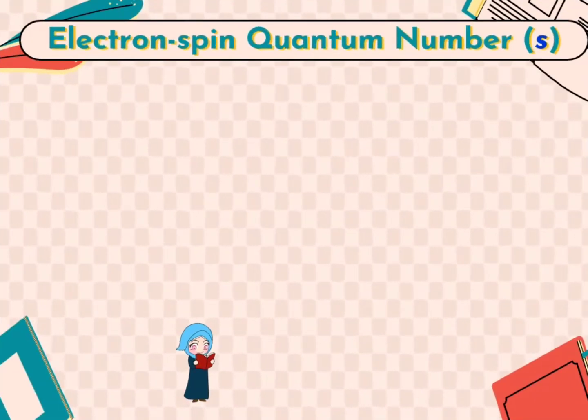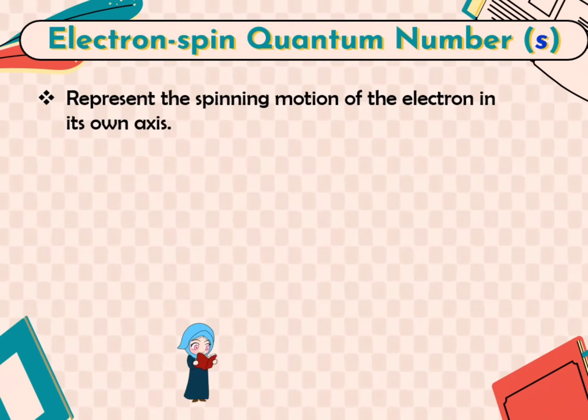Okay, now we look at the last quantum number, which is electron spin quantum number. So the symbol is S. Electron spin quantum number represents the spinning motion of the electron in its own axis. Maksudnya pergerakan dia sama ada clockwise or anti-clockwise. So the value of S only two types. So either the spinning motion is positive half or negative half. So hanya ada dua nombor sahaja yang you kena tahu for S quantum number.